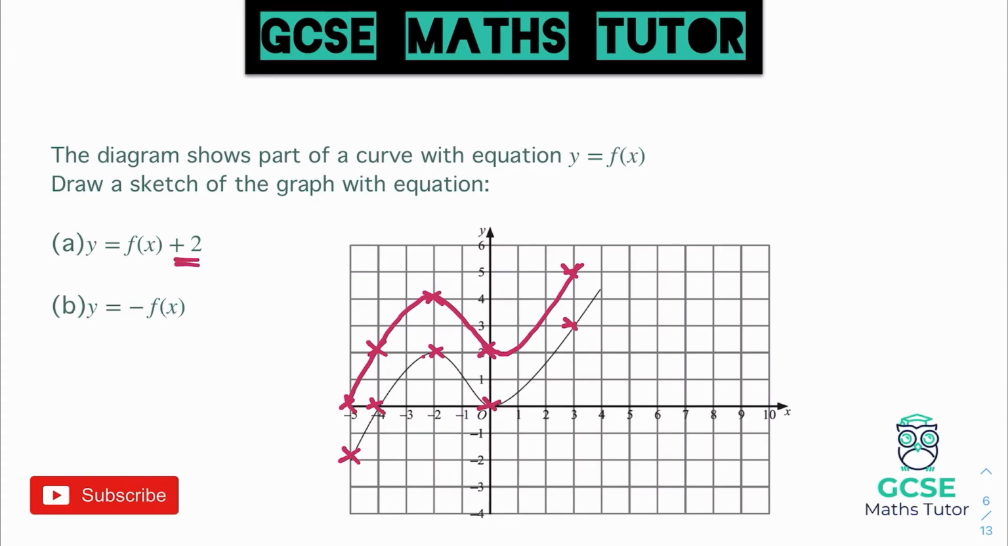Now for part B, we've got a slightly different equation again. We've got minus f of x. Now that minus is outside of the bracket, so again it is affecting the y coordinates, and it's just going to change the sign from positive to negative or from negative to positive. So for this second one, I'm just going to get rid of the first one that we drew. So we'll get rid of that and we'll have a look at this second one. So for this, if we look at the y coordinates, any that are positive will make them negative. So that one on the very right there that has a y coordinate of 3, that's going to have a y coordinate of -3.